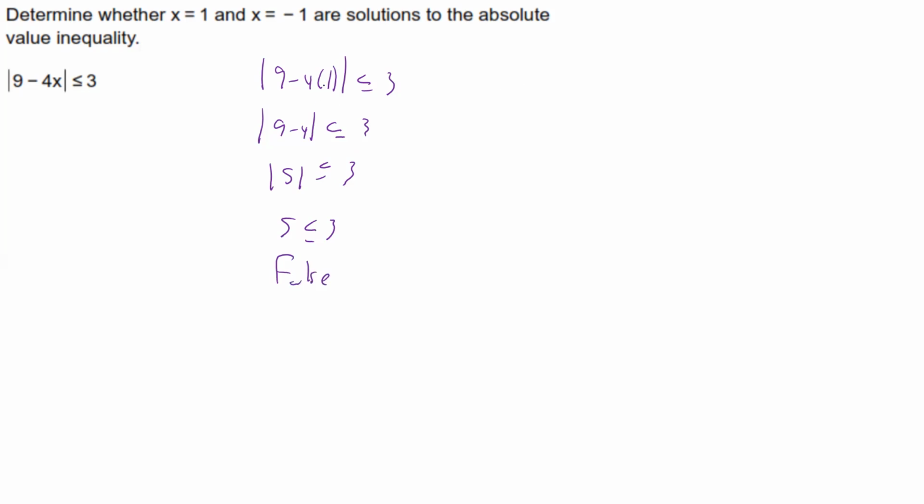Well, there we're just going to change the plus 1 for a minus 1. And so 9 minus 4 times a minus 1, absolute value, and then less than or equal to 3. So that's going to be 9, and then a minus 4 times minus 1, so it's going to be a plus 4. Okay, plus 4, less than or equal to 3. And that's going to be 13 less than or equal to 3. And that's going to be false again.